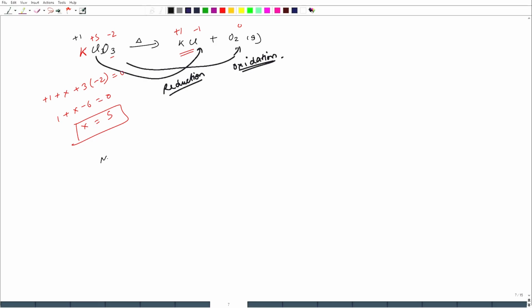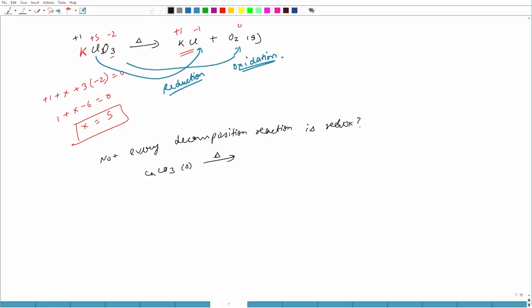Okay. It is also not necessary that every decomposition reaction is a redox reaction, because there can be non-redox decomposition reactions also. For example, calcium carbonate. On heating, calcium carbonate dissociates itself into calcium oxide and carbon dioxide gas.